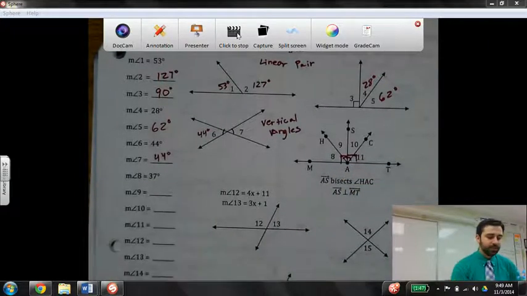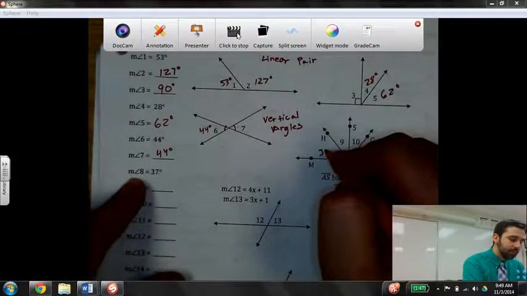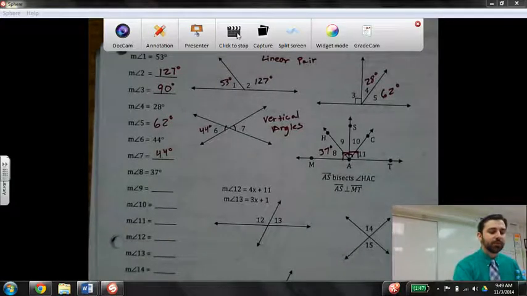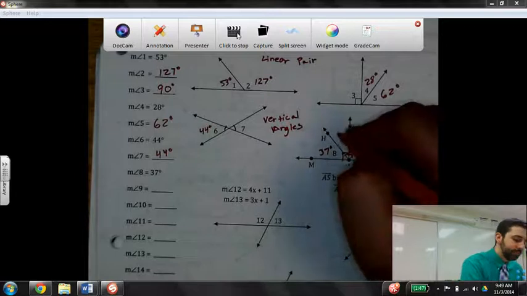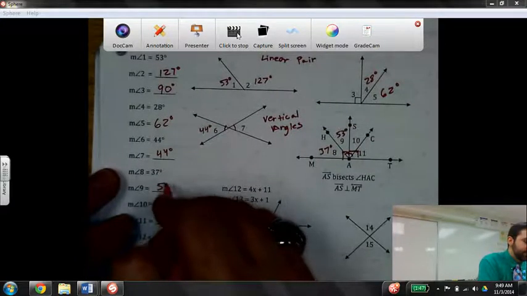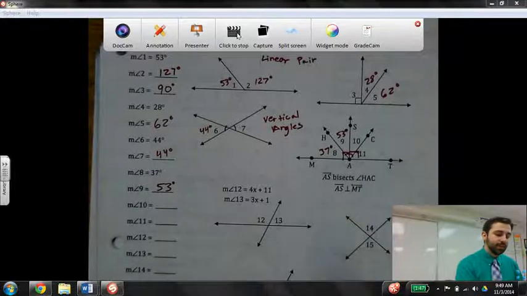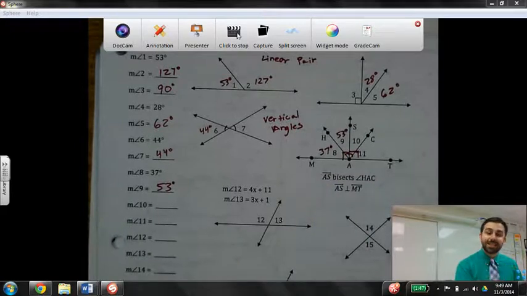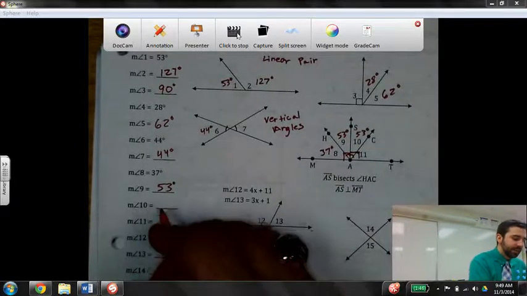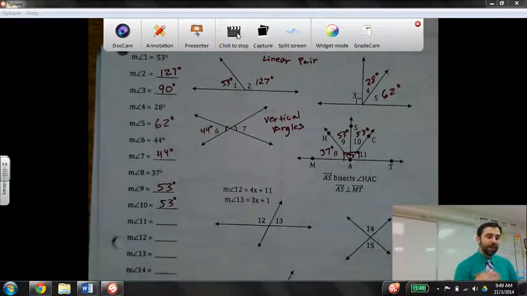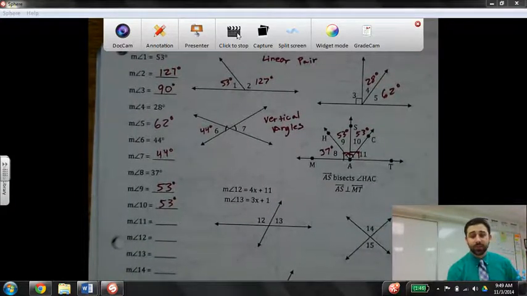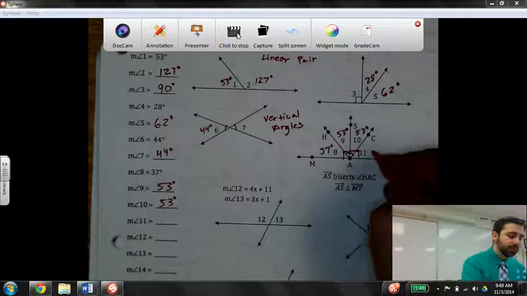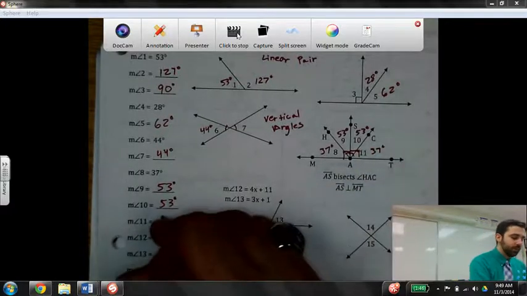So let's look at some given information. Angle 8 is 37 degrees. So in order to solve for angle 9, I would subtract 37 from 90 degrees, and I would get angle 9 to be 53. Then, since we know that ray AS bisects HAC, we know that 9 and 10 are congruent, making angle 10 53 degrees as well. Then, in order to solve for 11, I would say 90 minus 53, which, from what we know about angle 8, tells us that angle 11 is 37 degrees.